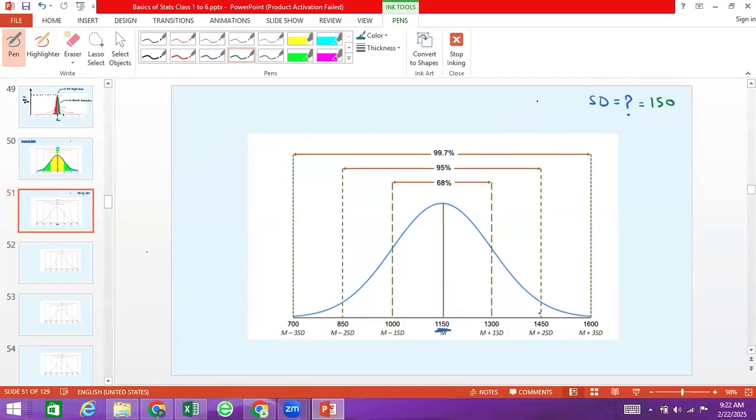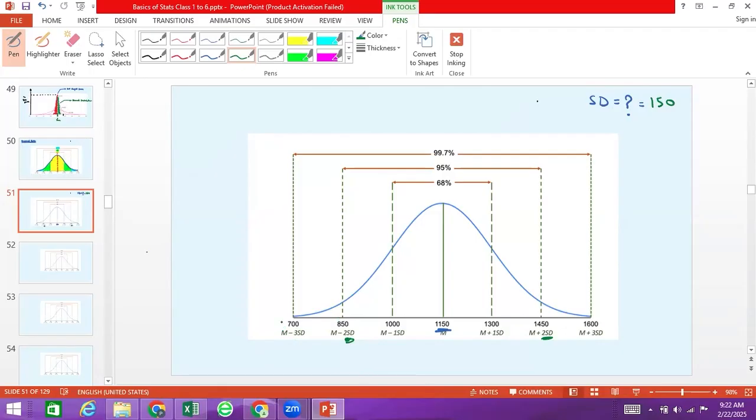So mean plus two standard deviation: 1150 plus 300, so it is 1450. Mean plus 3 standard deviation is 1150 plus 450, that is 1600. Similarly, mean minus 1 standard deviation is 1000. Mean minus 2 standard deviation is 850. Mean minus 3 standard deviation is 700.